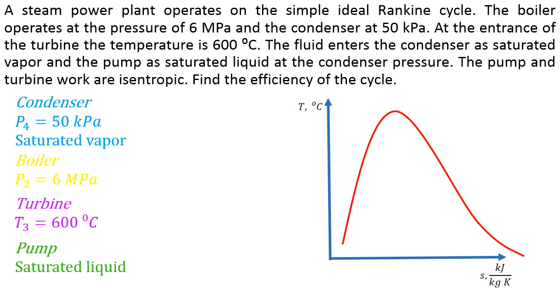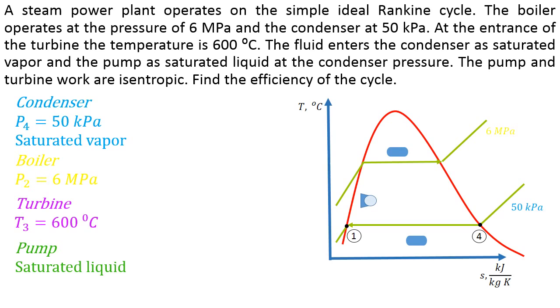Let's start with the condenser. We know that the pressure is 50 kilopascals and is saturated vapor. The boiler pressure is 6 megapascals. The fluid enters the pump as saturated liquid, and the pump and turbine work are isentropic. As it can be seen, the pressure in the pump is the same as the condenser, and the pressure in the turbine entrance is the same as the boiler.